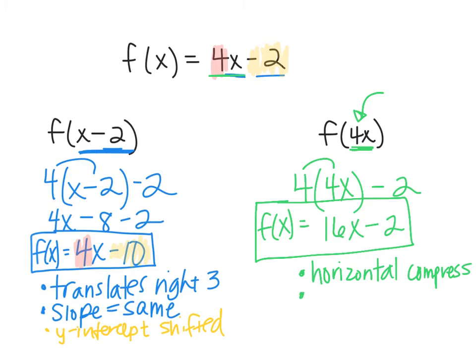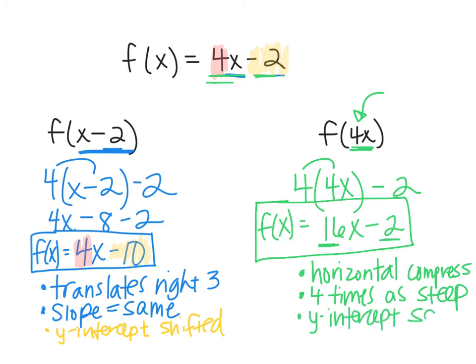Okay, second thing, my slope. Obviously, my slope went from 4 to 16, so it's 4 times as steep. Okay, so you can say your slope was 4 times bigger, or it's 4 times as steep. And then look at my y-intercept. It stayed exactly the same. So those are the things that you would want to describe on the graph of a linear transformation.